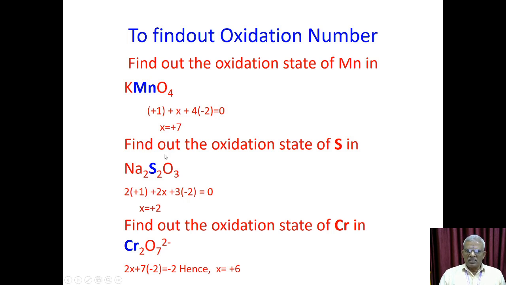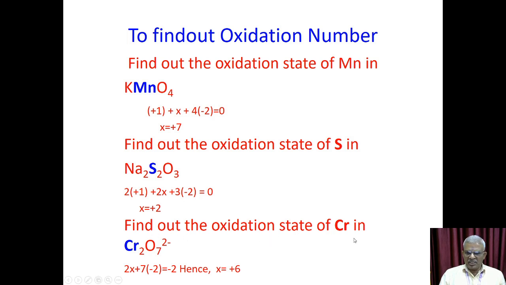Right? Similarly, find out the oxidation state of sulfur in sodium thiosulfate. Sodium is an electropositive element. Oxygen, as you know, is an electronegative element, electronegative divalent. Sodium is electropositive monovalent, so here 2 into +1 plus 2X, supposing the oxidation state of sulfur is X. So 2 into +1 plus 2X plus 3 into minus 2 is equal to 0. So what is X here? Plus 2.